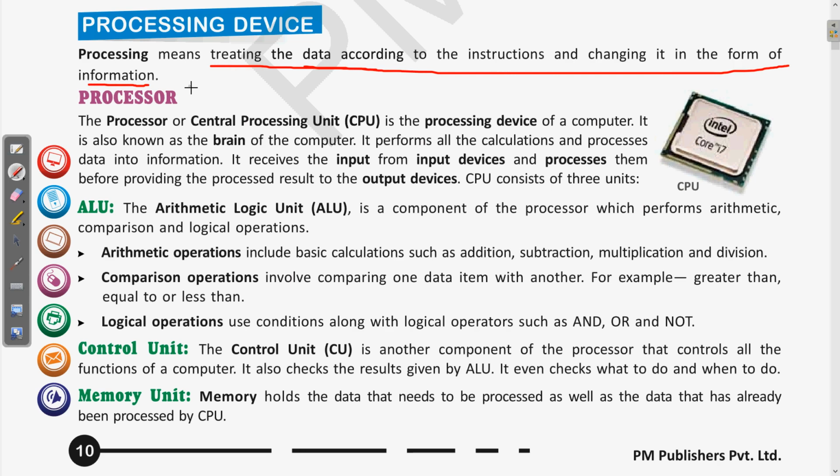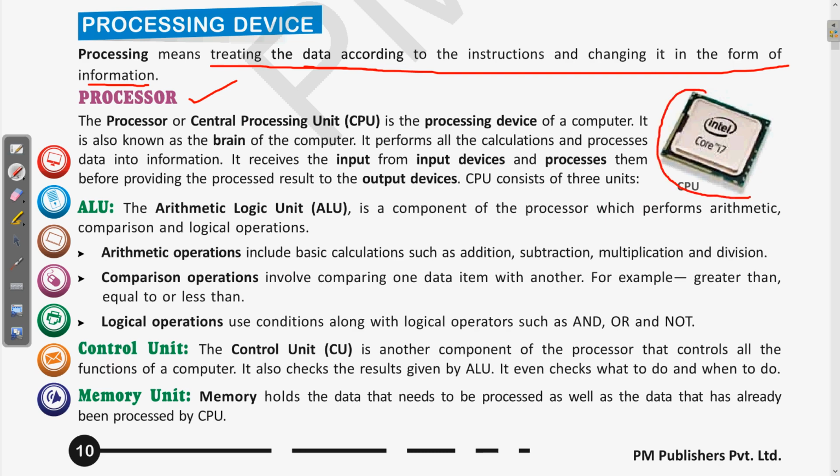So this act of doing this is called processing. Now this processing is done with the help of the processor. So let us see what the processor is. As we have seen, the processor or central processing unit is the processing device of the computer. Here you can see in this picture.